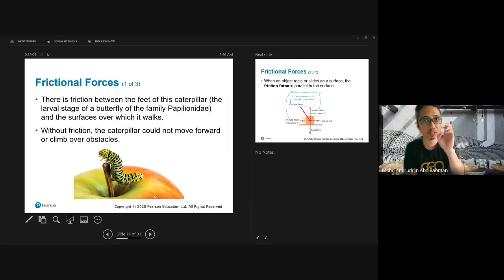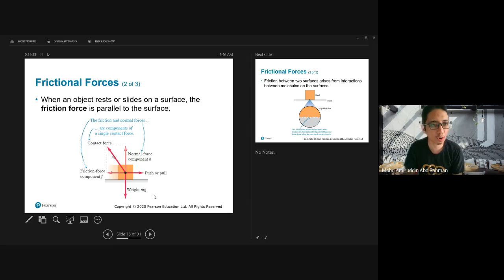You know that the surface of the apple is smooth, right? So if there is no friction between the caterpillar and the apple, of course the caterpillar will slide. So it won't be able to climb the apple.